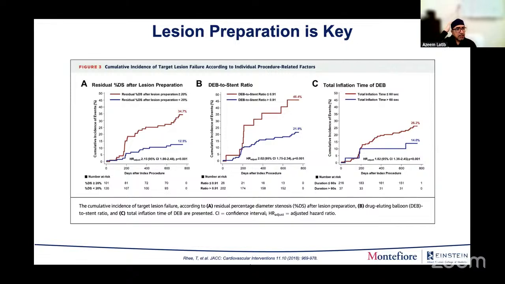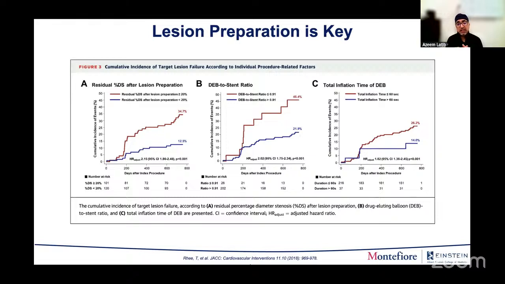This is not the Korean one, but it's similar. I think we still have the Korean one coming. But again, another group looking at the same thing. They divided in red those where you didn't have a good result versus blue, you had a good result. So in A, residual stenosis, they said less than 20% versus over 20%. Look at the difference in outcomes, right?